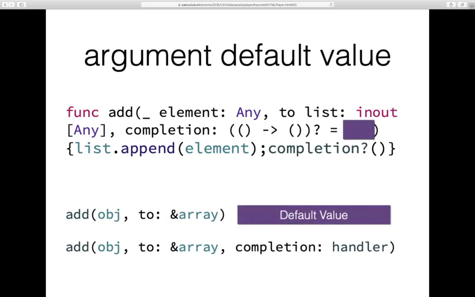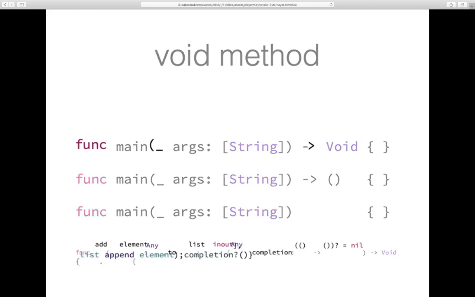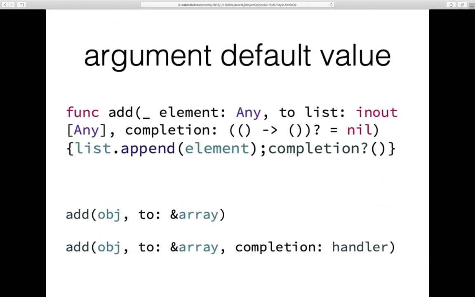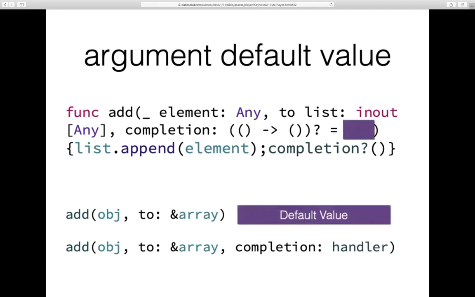Default value. Wait, what did you put as the default? Oh god, what did I do? A function as a parameter, but that's okay. Completion equals nil.